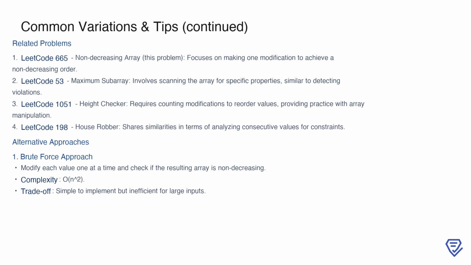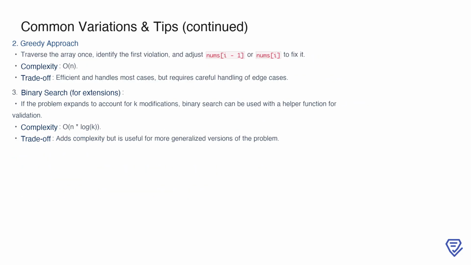For alternative approaches, a brute force method involves modifying each value one by one and checking if the array becomes non-decreasing. While this is simple to implement, its O(n squared) complexity makes it inefficient for large inputs. A more efficient solution is the greedy approach, where you traverse the array once, identify the first violation, and adjust either nums[i+1] or nums[i] to fix it. This method runs in O(n) and is highly efficient, but it requires careful attention to edge cases to ensure correctness.